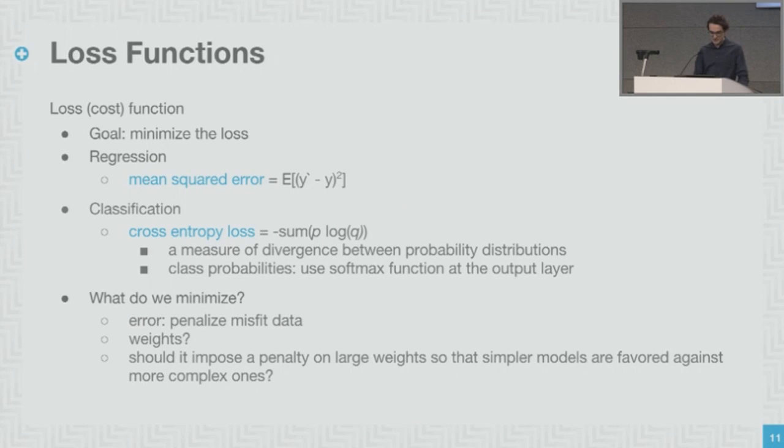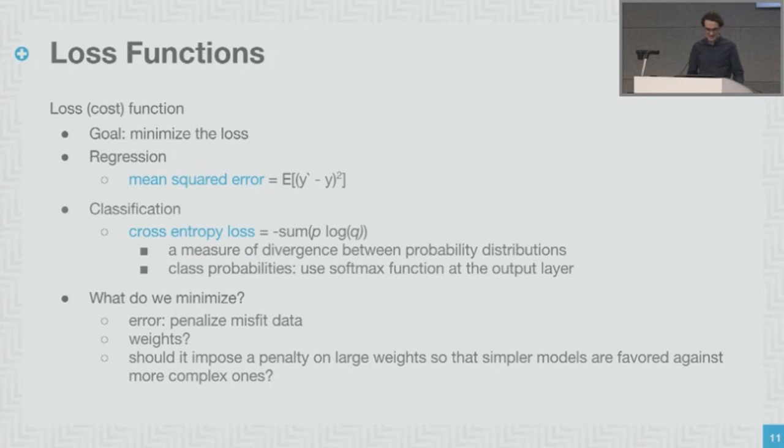which is basically a measure of divergence between probability distributions. Here, how we get the probability distribution of the classes is usually we use a softmax function at the output layer, so that every neuron activation in the output layer becomes the probability of that class. What the softmax function basically does is squash the inputs into the range 0 and 1, and they sum up to 1. So it looks similar to a probability distribution, and we can use the cross-entropy loss to compute the loss.